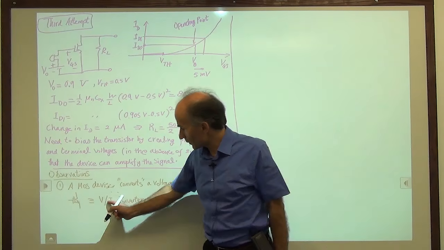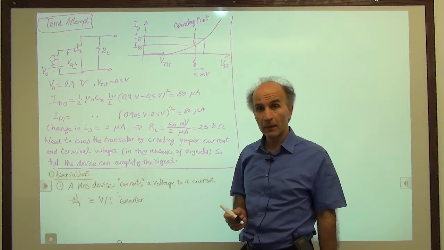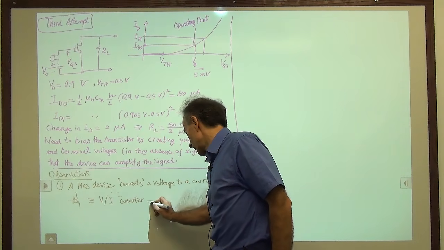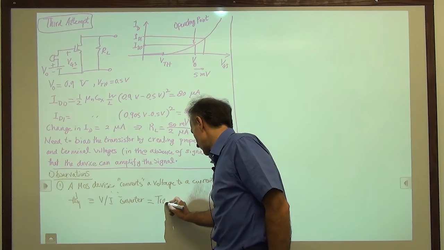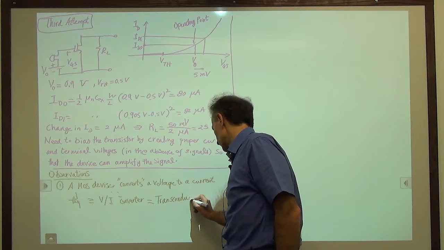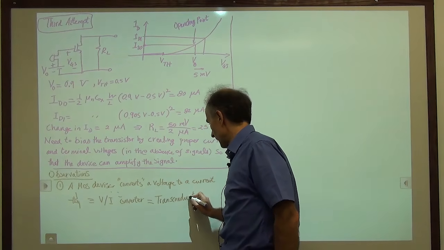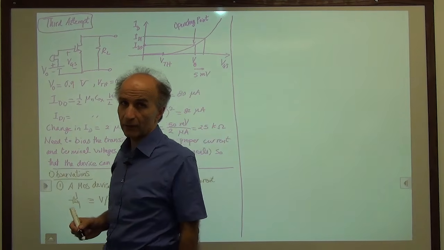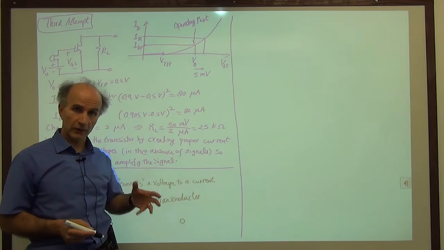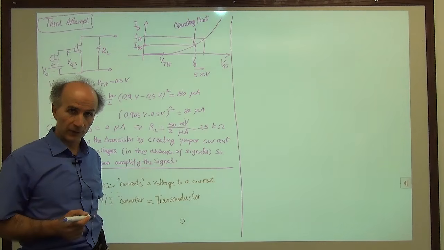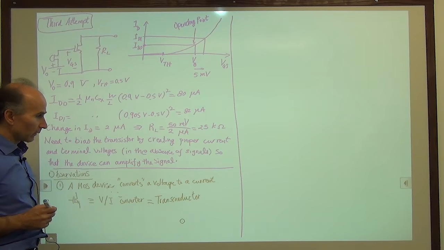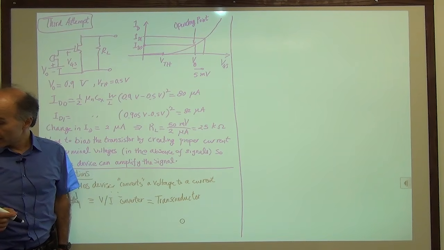Okay, and a voltage to current converter has another name in circuit design, which you should also know, and that is called a transconductor. So sometimes we say a MOS device is a transconductor. And these are all fancy names for what it does, right? It just converts a voltage to a current. It's a voltage-dependent current source.